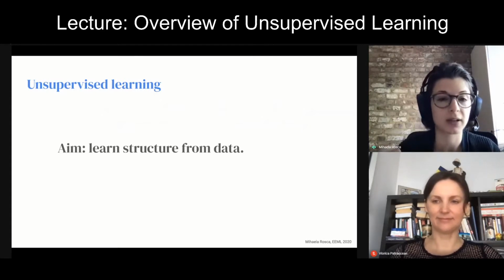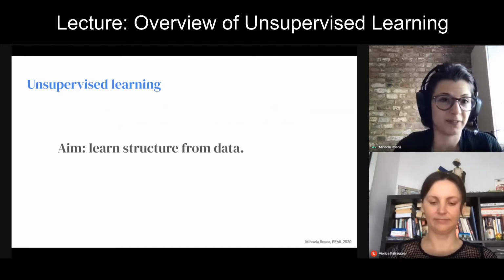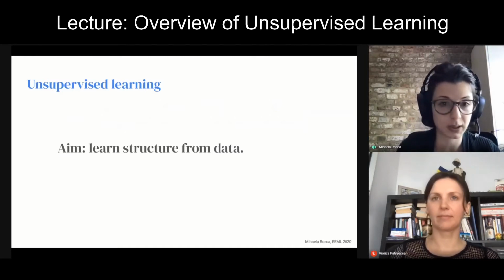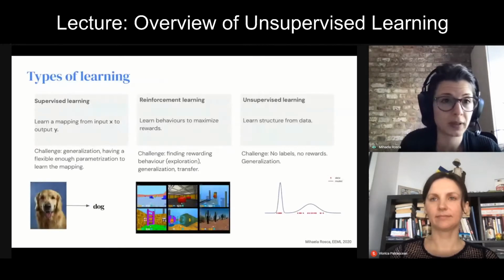So, what is unsupervised learning? The aim of unsupervised learning is to learn structure from data. So what does that mean? Well, that can be a little bit vague. So perhaps the simplest way to think about it is to contrast it with some types of learning that you've seen before.